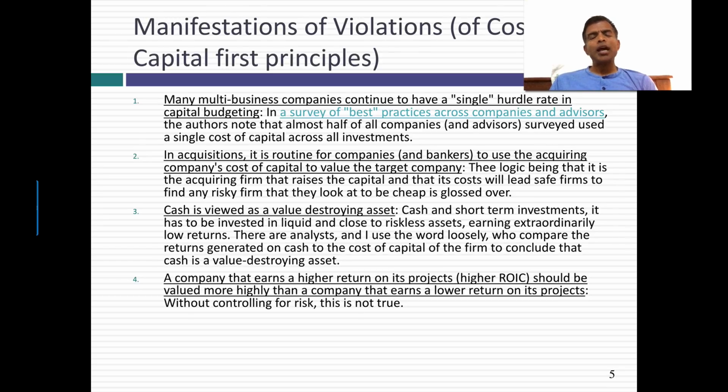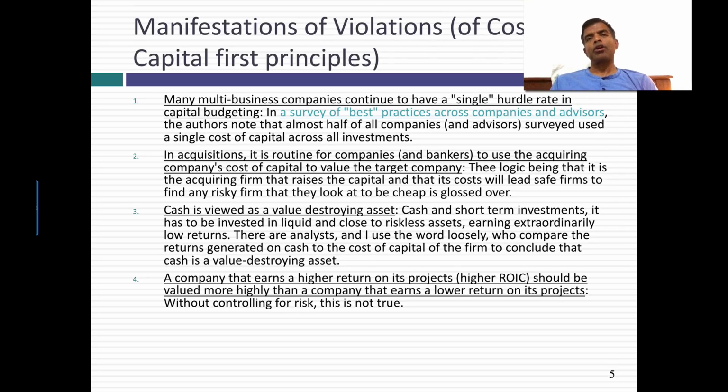The first is I am astonished at the number of companies I see, and these are large, supposedly sophisticated companies, that are in multiple businesses but happen to have one hurdle rate. How can that be? You're in many different businesses, you have lots of different risks. How do you have one hurdle rate? They give me all kinds of excuses, but from a corporate finance 101 standpoint, that tells me you're missing a very key element of corporate finance.